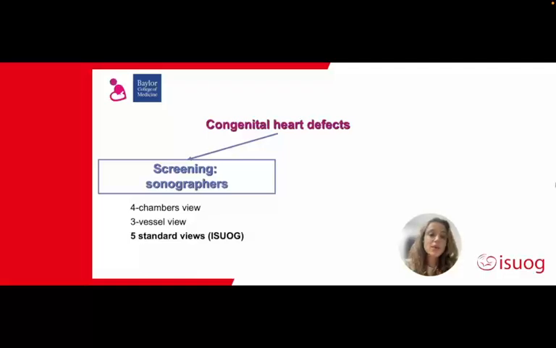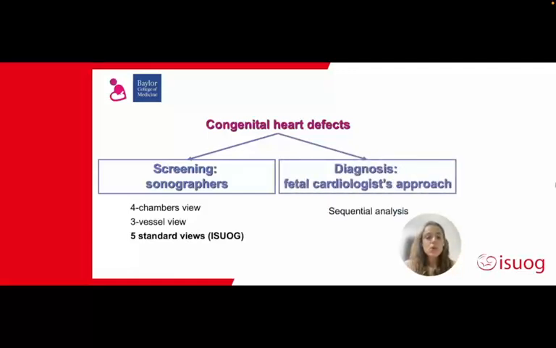Most of the screening programs consist of at least the 4 chambers view, hopefully 4 chambers and 3 vessels, and the vast majority of the world has implemented the 5 standard views recommended by ISUOG in their programs. Once an anomaly is suspected, the patient is referred for a fetal cardiologist assessment that will perform a sequential analysis, structure by structure, to give a diagnosis and put a name on the condition.